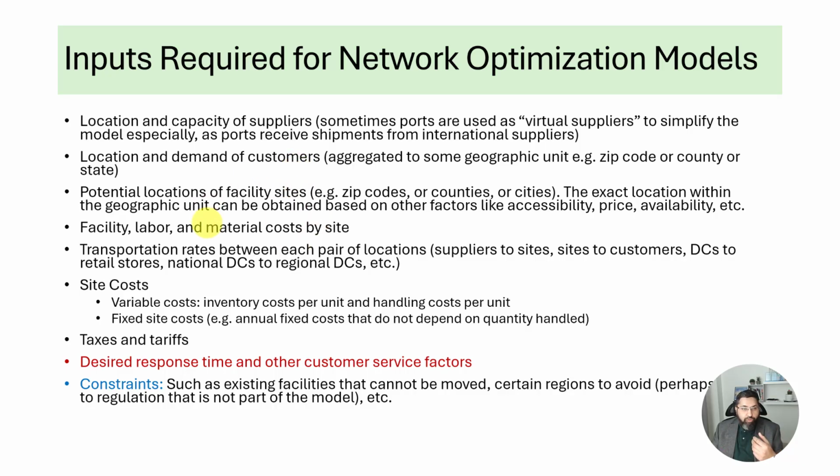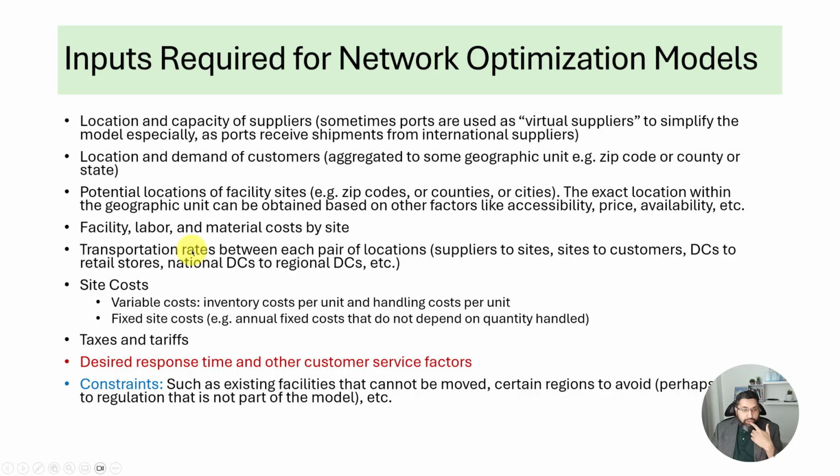Okay, so when you run the model at a high level, it'll tell you, okay, open distribution centers in these states or in these cities, meaning in the city or nearby the city, and then the exact address you'll find depending on which sites are available, and so on and so forth. You need to know cost data, so material cost, labor cost, handling cost, inventory cost, facility cost, like fixed facility costs.